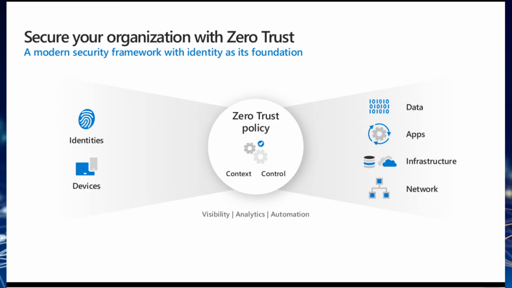So the first one is identities. Identities, whether they represent people, services, or IoT devices, define the zero trust control plane. When an identity attempts to access a resource, we need to verify that identity with strong authentication, ensure access is compliant and typical for that identity, and that it follows least privileged access principles.